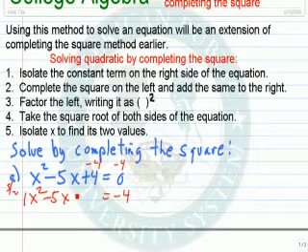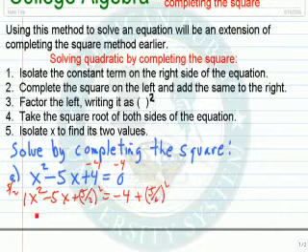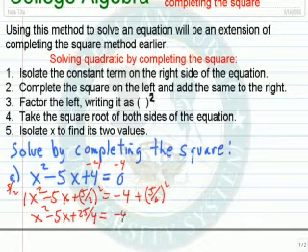If we square it, we're going to add 5 halves squared to this side, and we're going to add 5 halves squared to this side. So we have x squared minus 5x plus 25 fourths equals negative 4 plus 25 fourths. We've isolated the negative 4, and we've completed the square.